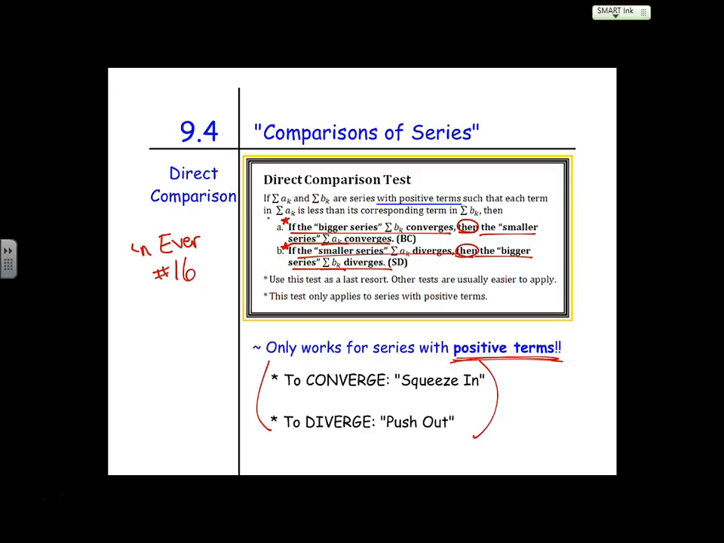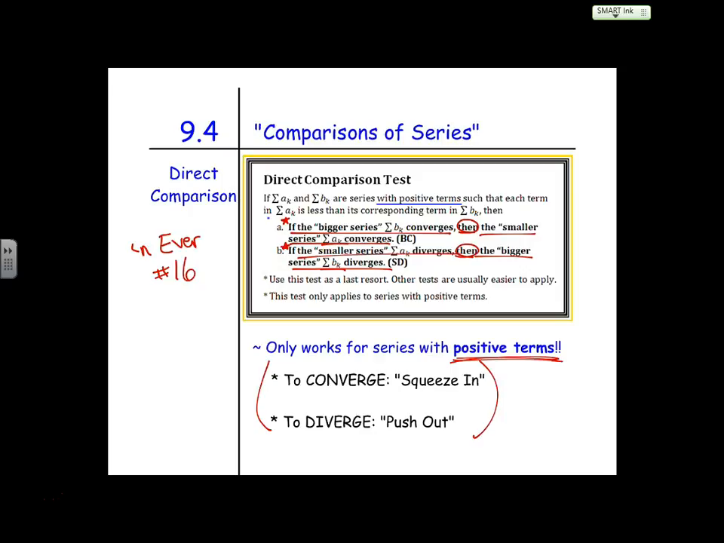If the bigger one diverges, do I know anything about him? No. Maybe he diverges, maybe he converges. I don't know. So the bigger can only show convergence. If the bigger diverges, it didn't help. If I look at a smaller series, if the smaller converges, do I know anything about him? No, maybe he converges, maybe he diverges, I don't know. But if I can find a smaller that diverges, what can I tell? That guy diverges also. Does that make sense?